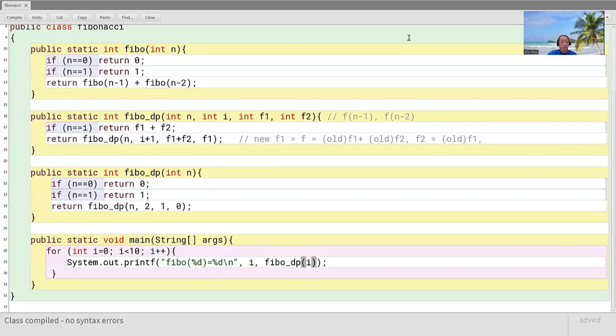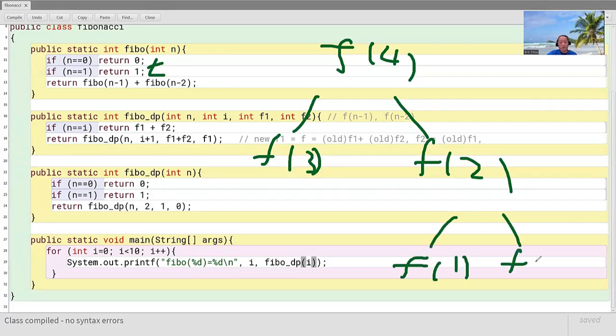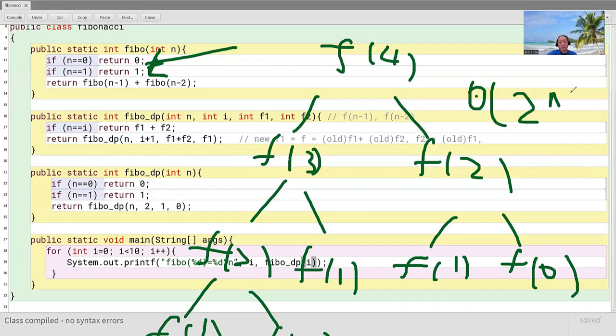Okay, so here, this one, you will call f of 4, calling f of 3, calling f of 2, and f of 2 calling f of 1, calling f of 0. This one called f of 2, calling f of 1, this one calling f of 1, and calling f of 0. So this one actually is order of 2 to the power n, exponential growth.